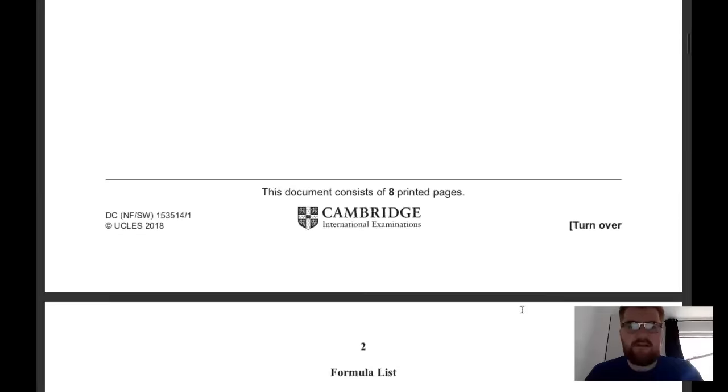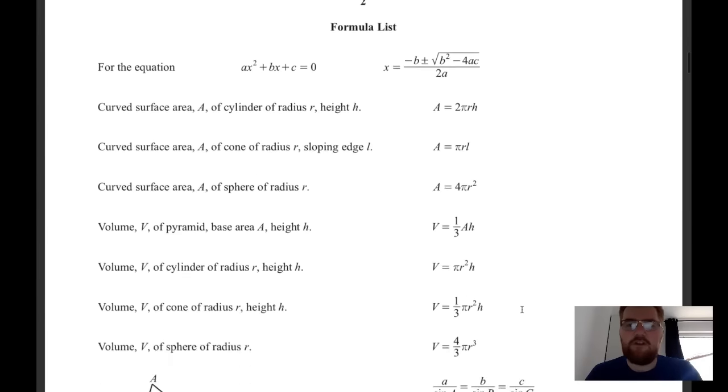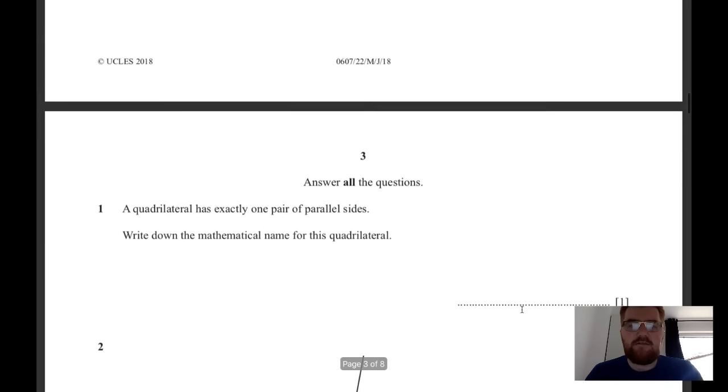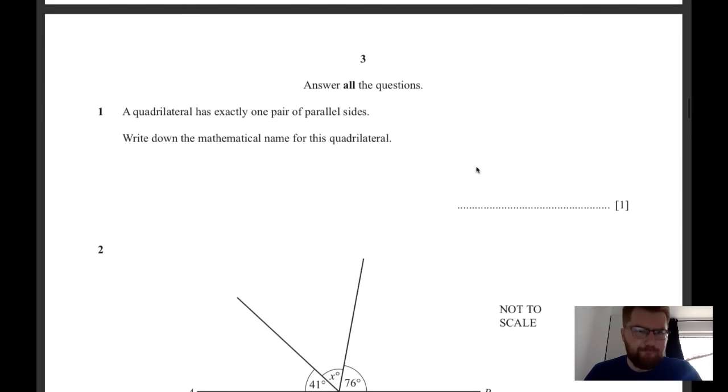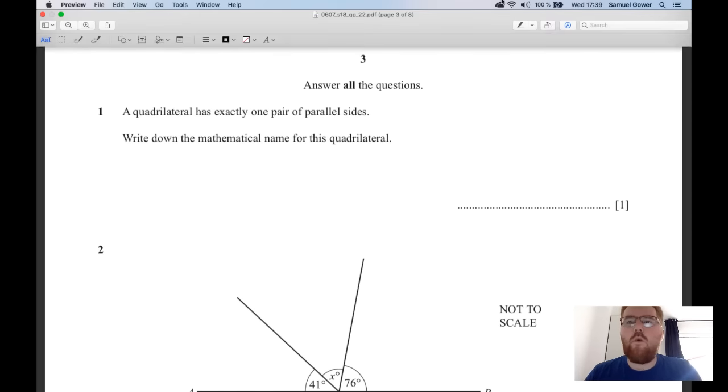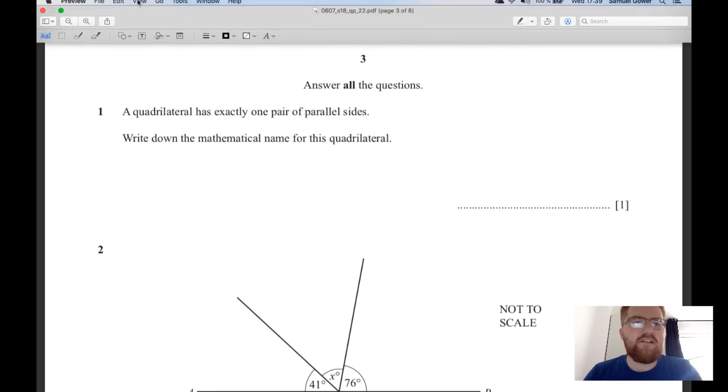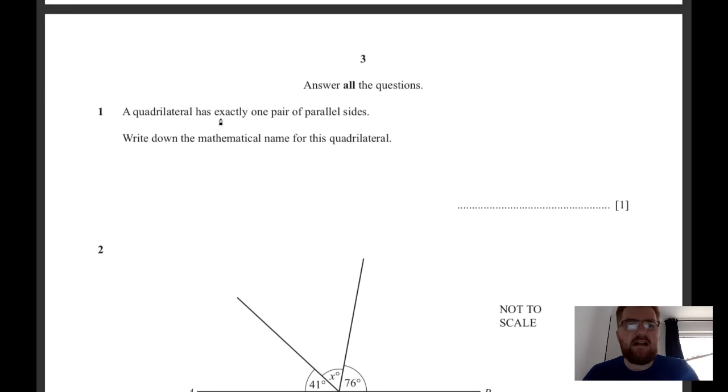So this is the 2-2 paper, formula sheet as normal, and we get into question 1. A quadrilateral has exactly, and that's the key word here, exactly one pair of parallel sides. Exactly means exactly one, not 2, not 3, but exactly 1. Write down the mathematical name for this quadrilateral.